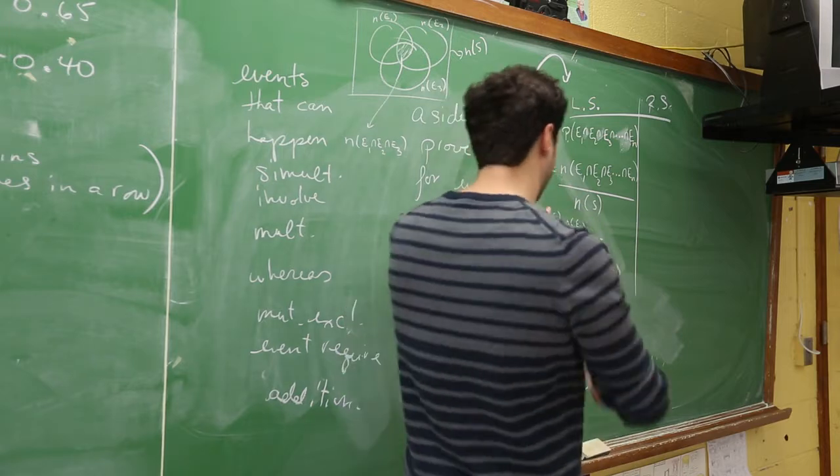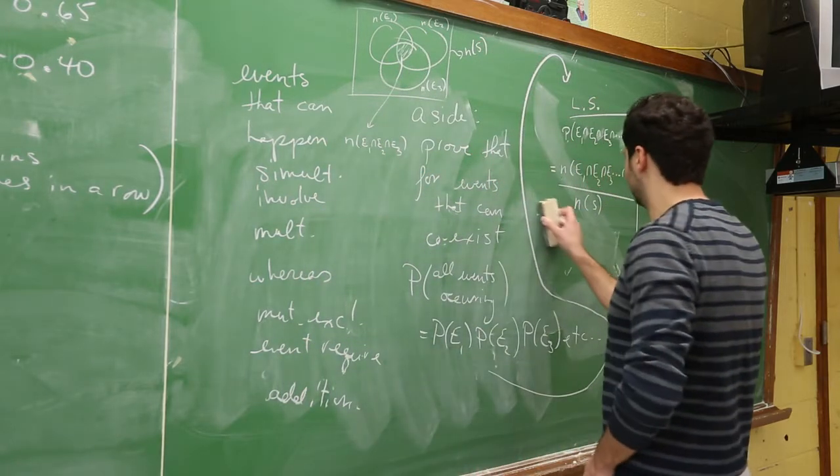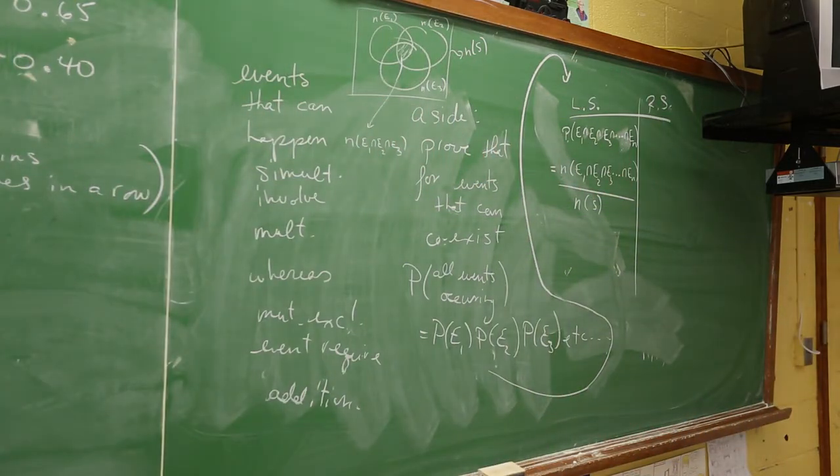Well, what's NE1 over NS? That's P(E1), and so on and so forth. So can we do that? How many of you see what I'm saying? Yeah. Okay, am I allowed to do that though? No. Why no? Well, it has to be yes, otherwise I can't do this. You can't. What do you mean I can? Why not?